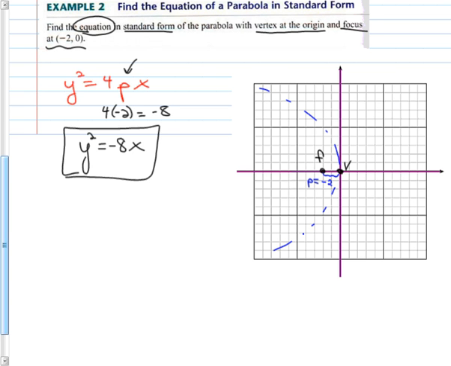They just wanted the equation this time. If I wanted the directrix, it would be 2 to the right, which is a vertical line, x equals 2. That's the equation of the directrix. I think if you draw pictures on these, it makes these, truthfully, pretty easy. I hope.